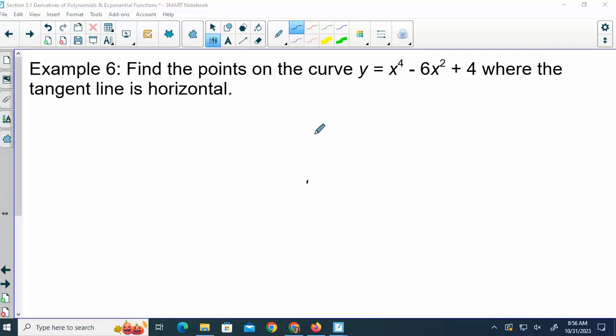I want to find the points on the curve where the tangent line is horizontal. If the tangent line is horizontal, what is the slope? 0. How do we find the slope of a tangent line? The derivative. So we need to find where the derivative is 0. The slope of the tangent line is y prime, and we need that to be 0.